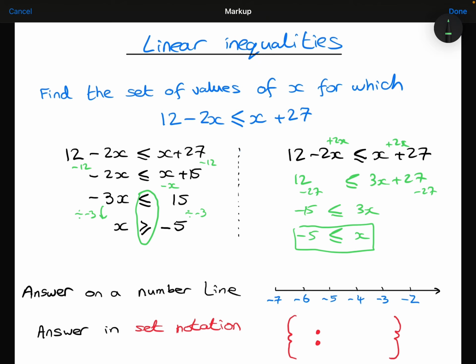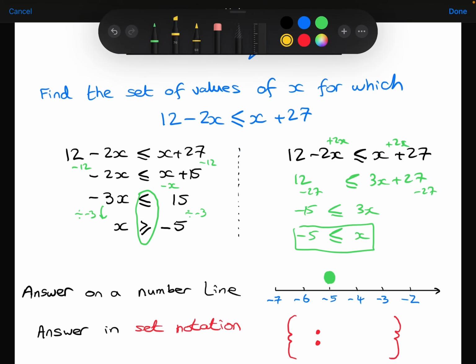We can represent that answer on a number line where I would draw a circle at minus 5. I'm going to colour that circle in because we can include, and we need to include, the minus 5 here because of the line underneath. And it's going to be any number greater than minus 5, so that's all of the numbers up there.